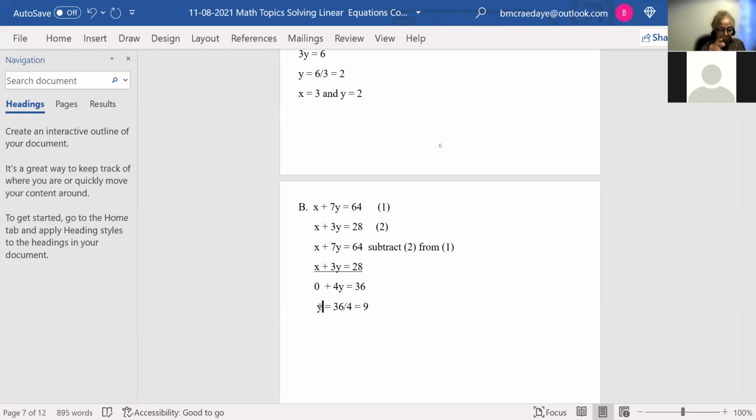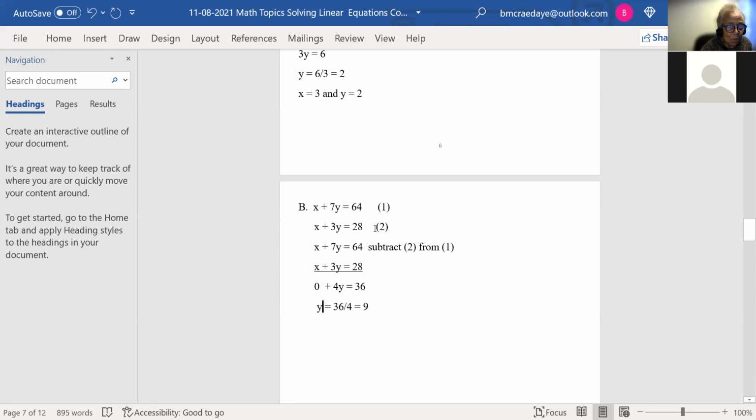x equals 0. You have to solve for x. You've got to take one of these equations, plug in the y value, and solve for x. Not 0. What we can do is take equation 1 or equation 2, substitute the 9 for y, and then solve for x.